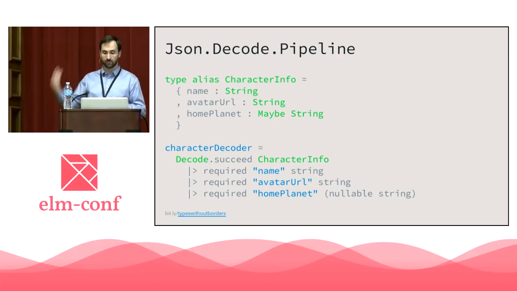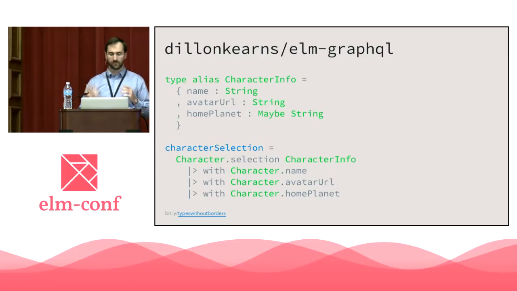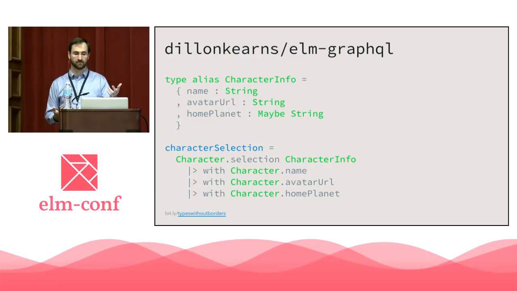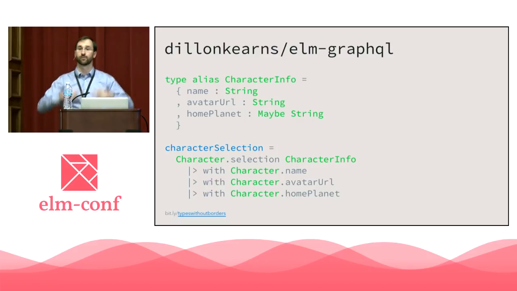We begin the pipeline with the character info record constructor, and then we build up with all these decoders that are going to be funneled into that record. So Elm GraphQL looks very similar. You'll notice the main difference here is that we're not telling it this is a string, this is a nullable string, because those are low-level details with this library. This also defines not only the decoder, but the request we're going to make.